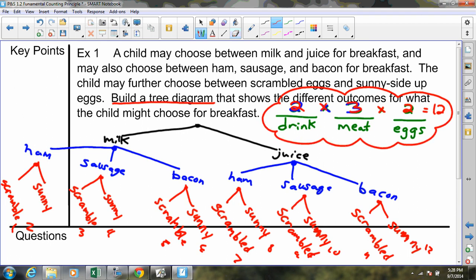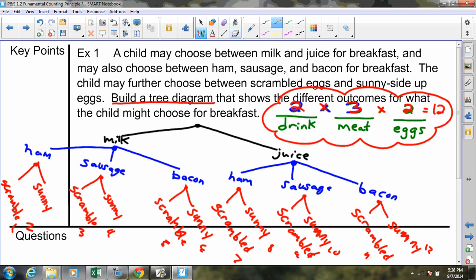This stuff here that I'm putting inside a little red cloud, we were not asked to do that. We were not asked to use the fundamental counting principle. We were simply asked to build a tree diagram. I did the stuff in the cloud just so that I would know. I wanted to make sure that I knew how many answers there were going to be. I wanted to make sure that I didn't accidentally leave any out or put in too many by duplicating something.